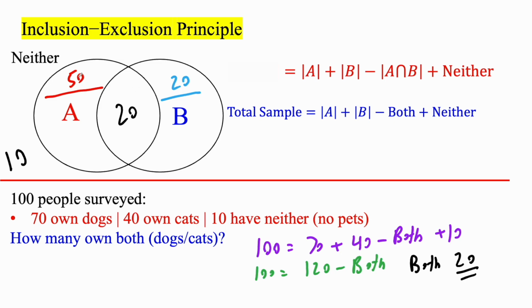So this tells us that there's 50 people who just own a dog, 20 people who just own a cat, 20 people have both, and 10 people have neither a dog or a cat. And that's pretty much it for this video.